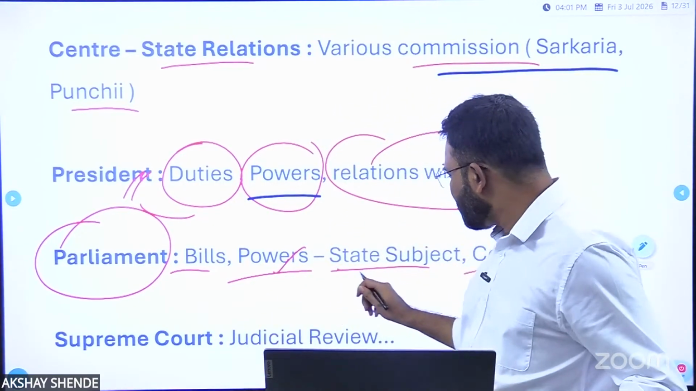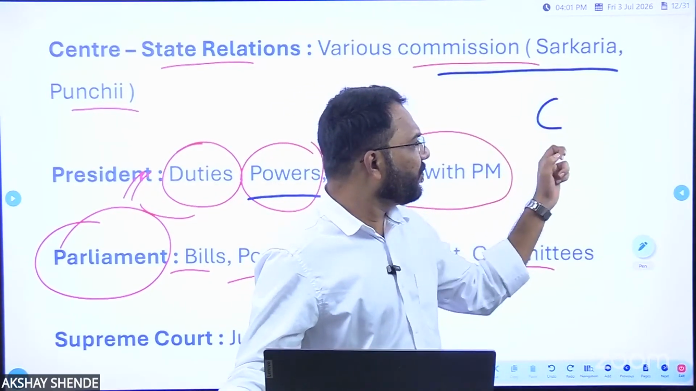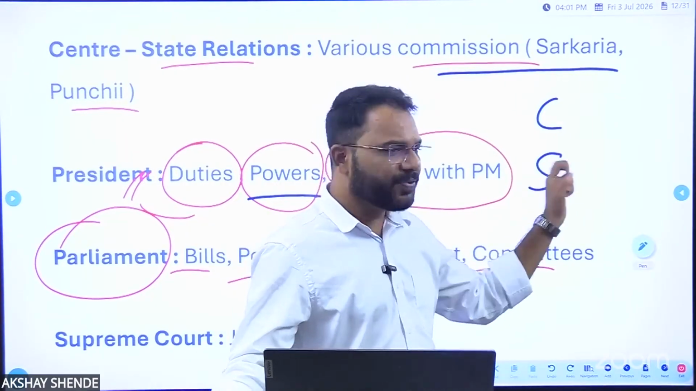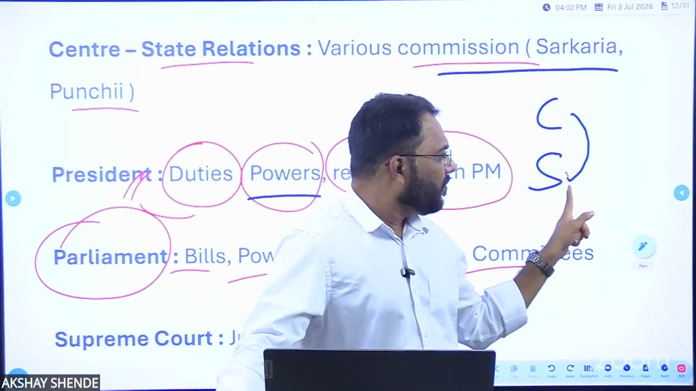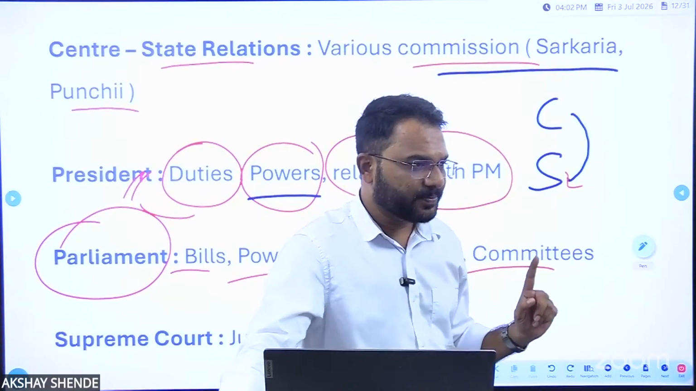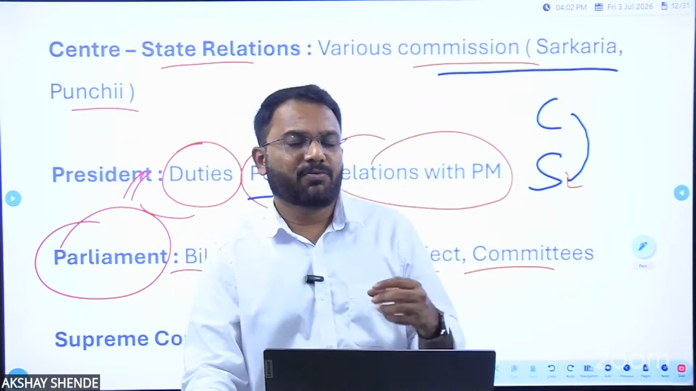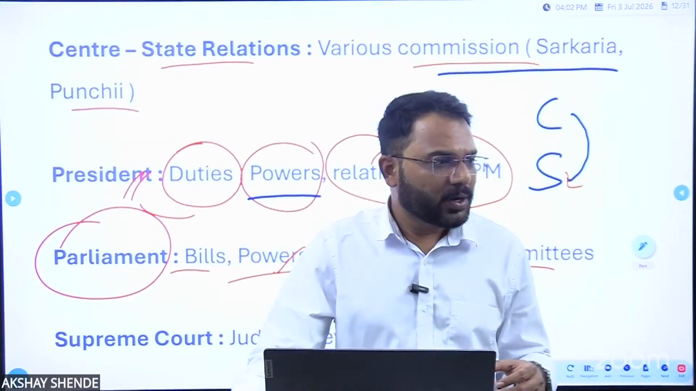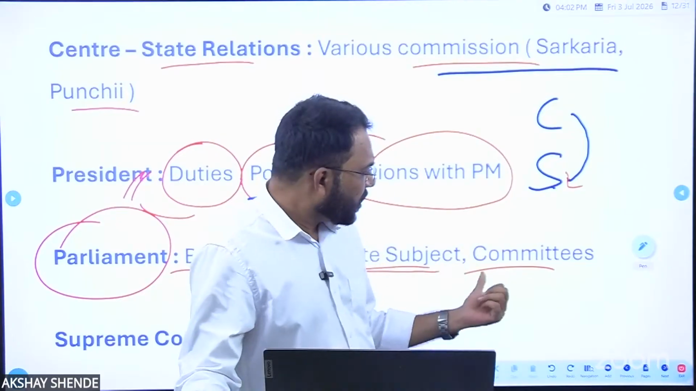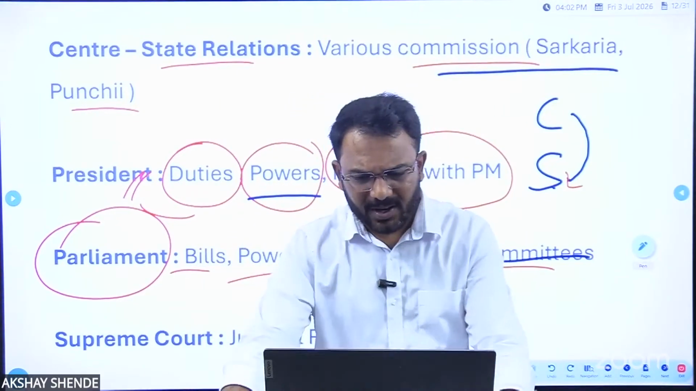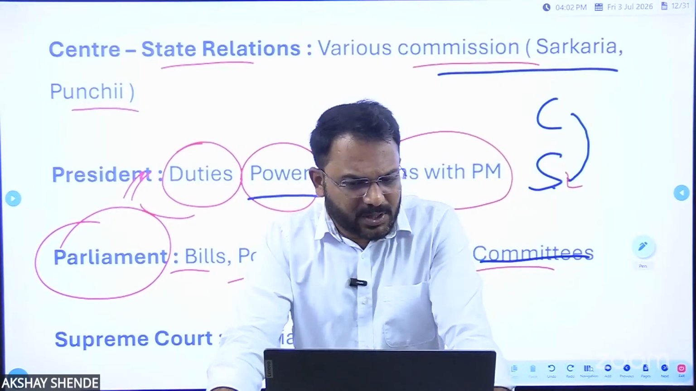State subjects. For example, I have told you that the center has a different list and the state has a different list. But in some scenarios, the center can make laws for the subjects mentioned in the state list. There is a procedure. What is the procedure they have to follow to make laws on a state subject? They have asked you a question on this. Committees, yes, public accounts committee, estimates committee, they have asked you questions on this as well.